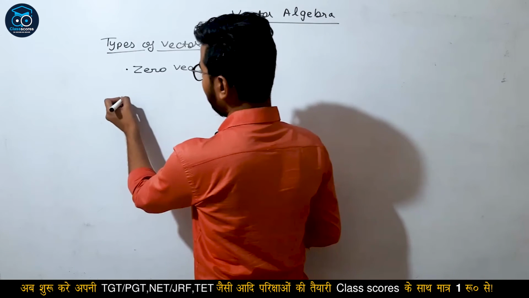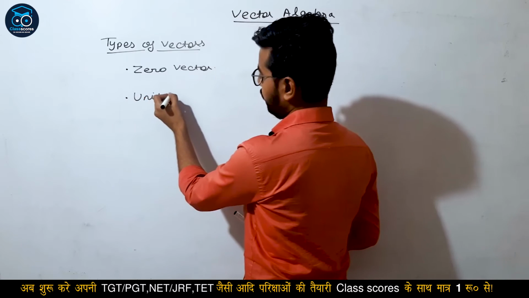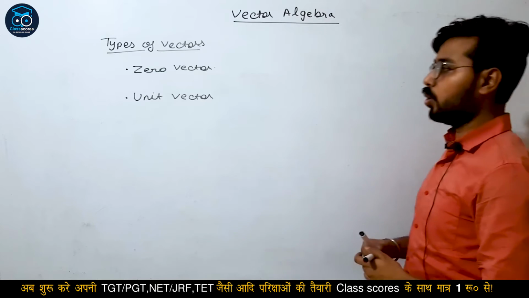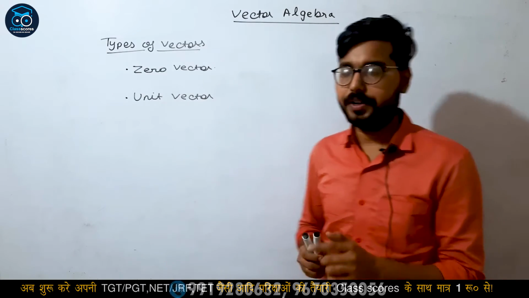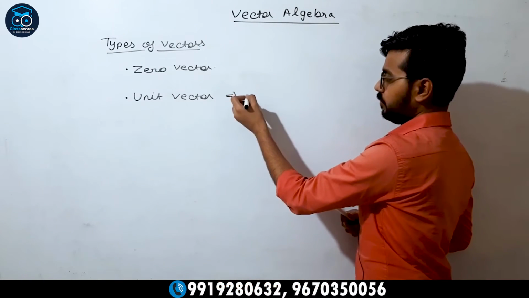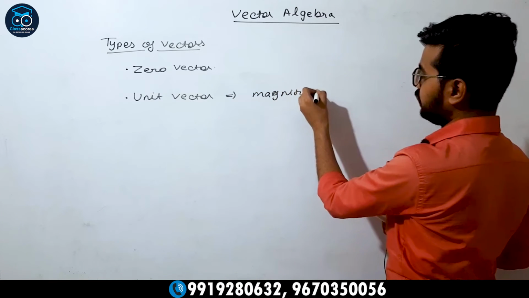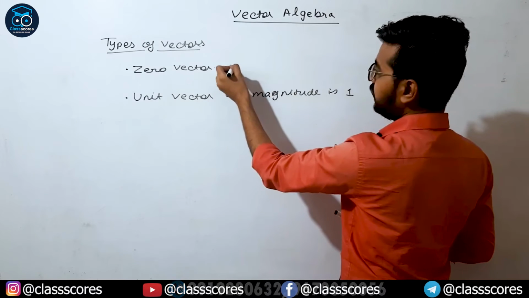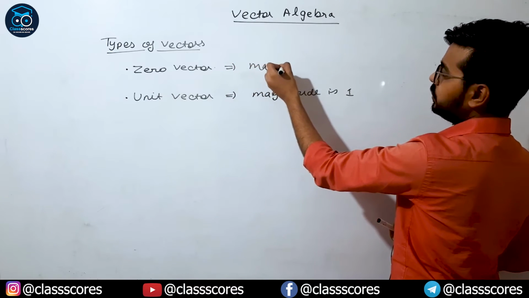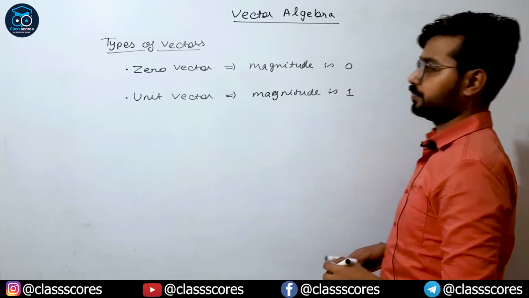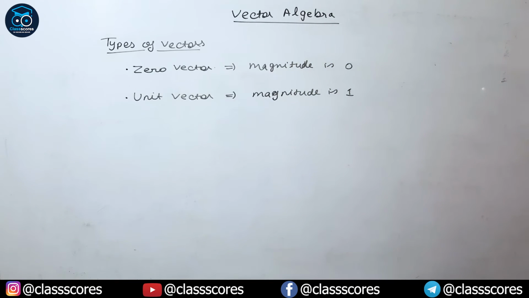Second one is unit vector. Unit vector means the vector whose magnitude is 1. Here we can say zero vectors are those vectors whose magnitude is 0. The vector whose magnitude is 0 is known as zero vector. The vector whose magnitude is 1 is known as unit vector.